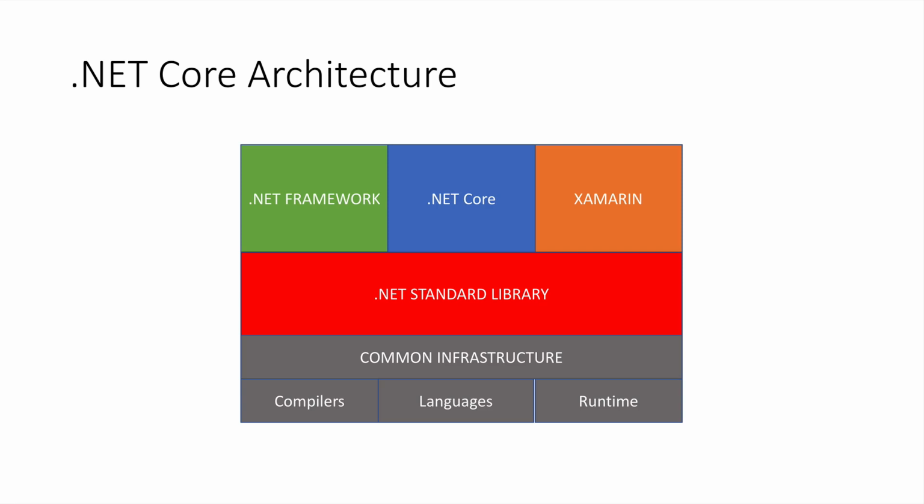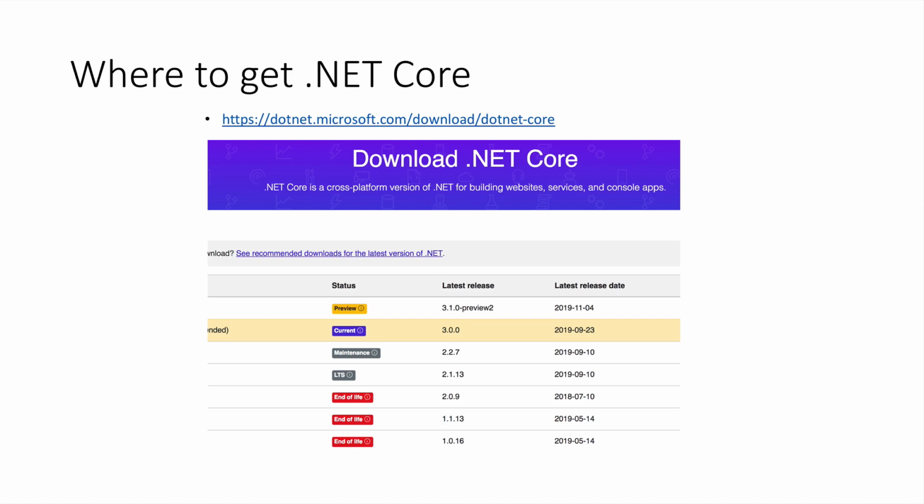Xamarin exists for forms development and for mobile development. So I'm not sure what the future holds for Xamarin, but right now the three major components that sit on top of the .NET Standard Library are the .NET Framework, .NET Core, and Xamarin. So in this lesson, we're going to look at how to install the .NET Core development framework and write your first program. So where can you get .NET Core?